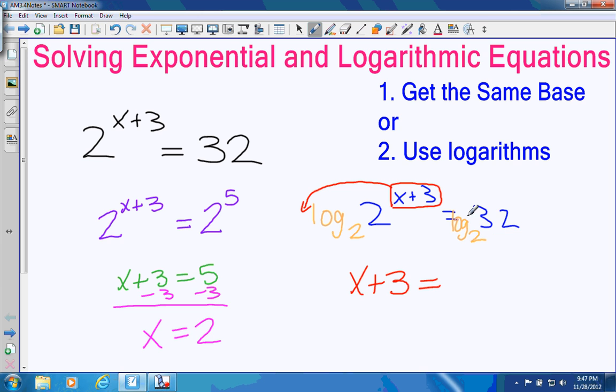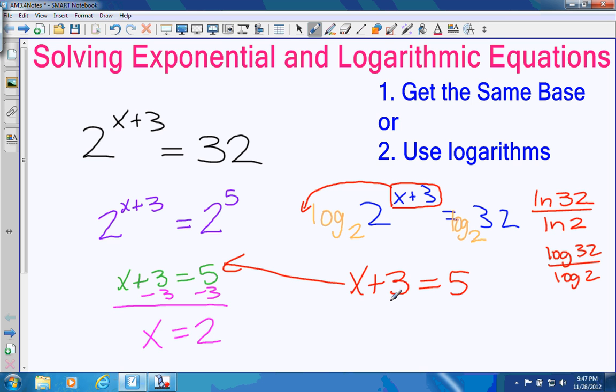Now on this other side you have log base 2 of 32. And if you did not know that 2 to the 5th is 32, remember you can always refer to your change of base theorem and take the ln of 32 divided by the ln of 2, or log of 32 divided by log of 2. Either way, if you do it one of these two ways, or using your property of logarithms saying 2 to what power is 32, you're going to get 5, which is the exact same thing you get here, and then subtract 3 and get x equals 2.